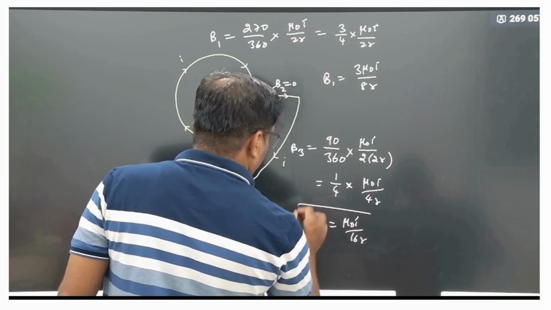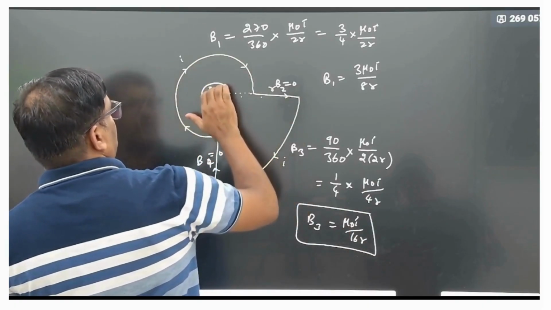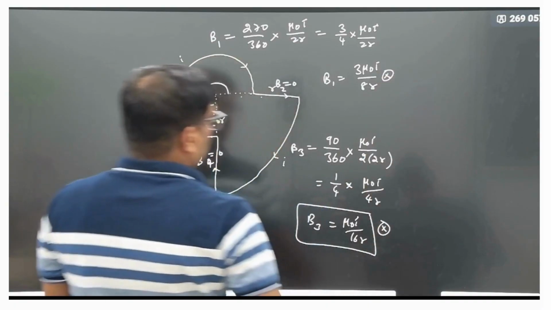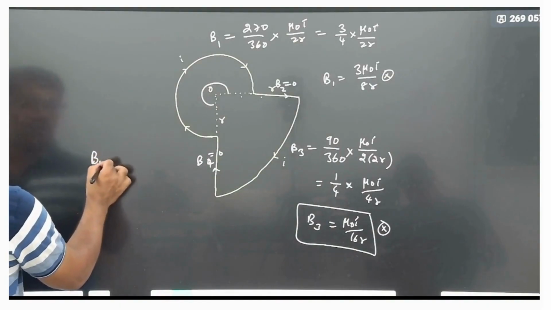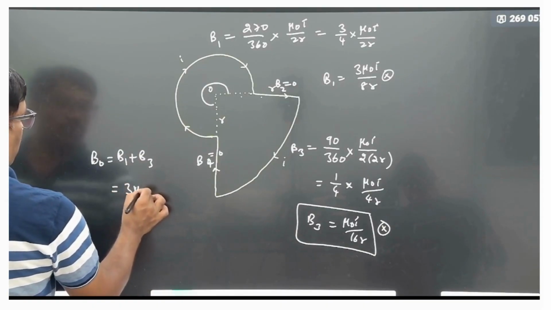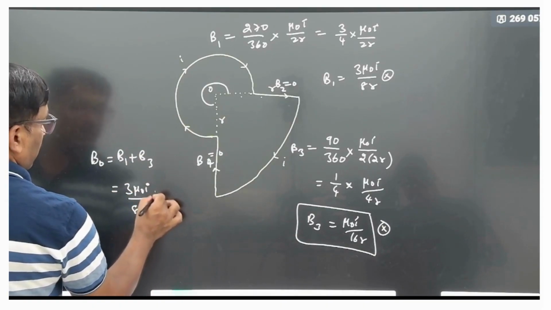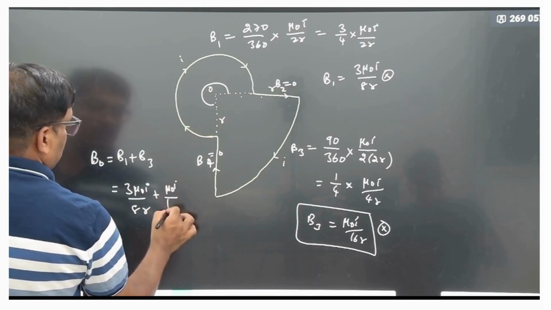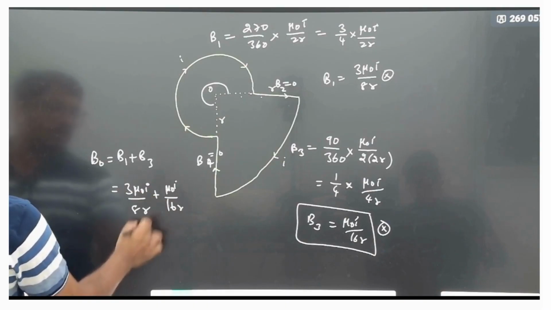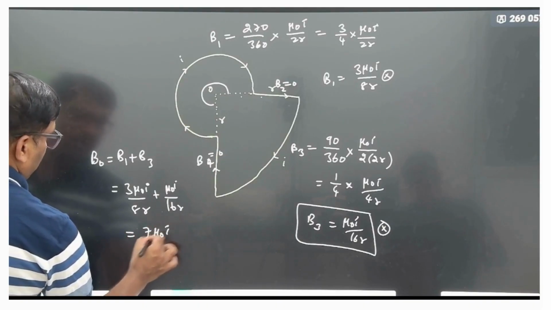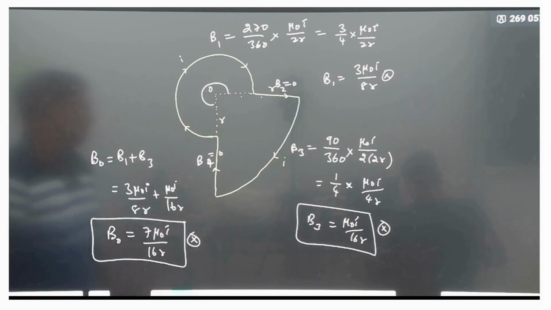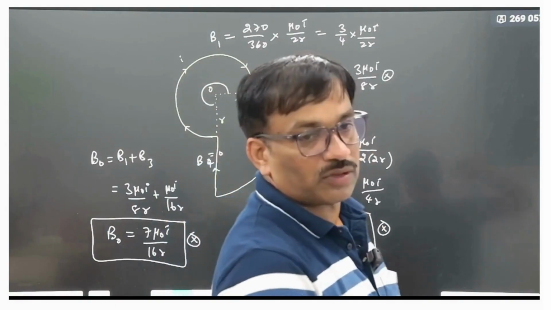This is your B3. What is the direction here now? Direction is inside. So this is also inside, therefore into and into. So you need to add it. Therefore B naught will be equal to B1 plus B3. How much now? 3 mu naught I by 8R plus mu naught I by 16R. If you take 16, multiply by 2, 2 threes are 6 plus 1 is 7. Therefore 7 mu naught I by 16R will be your B naught. Clear? So this is into the board. Understood, students? So like this you have to solve the problems.